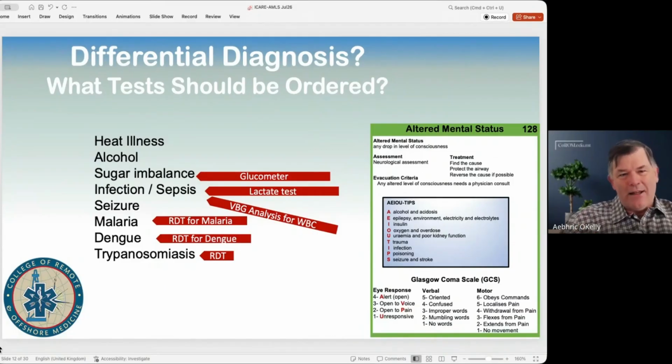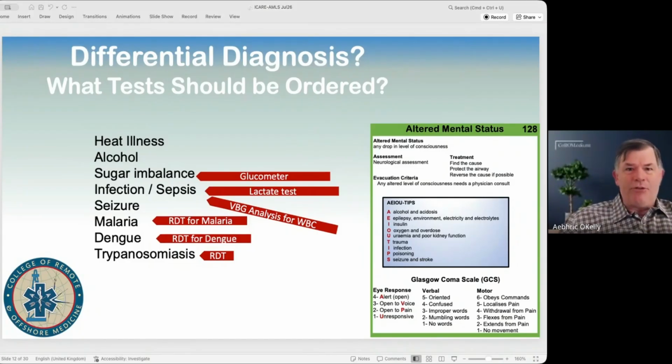So we need lactate. And you guys mentioned that for infection. We can also look at sepsis with your venous blood gas analysis for white blood count. If we had a microscope and some training, we could do a blood smear and get a CBC, complete blood count, off just the blood smear. So we don't necessarily need an iSTAT or an EPOC. But as a lazy medic, I would much rather have an EPOC than have to do a blood smear.